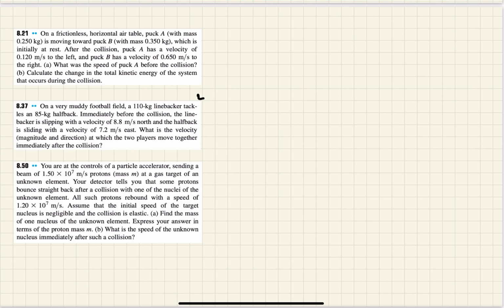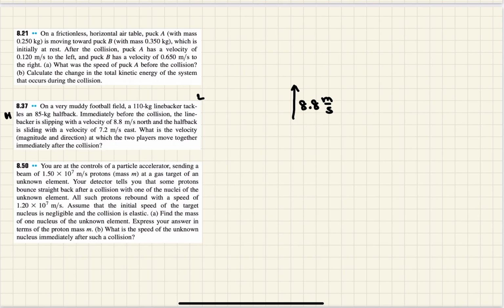But there's a 110 kilogram linebacker. So we got an L, and we got a halfback, H. Let's see. Immediately before the collision, the linebacker is slipping with a velocity of 8.8 meters per second north.